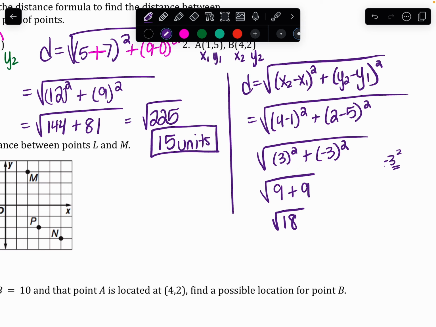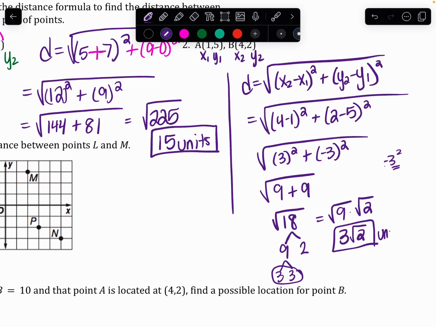Then I wanted it in simplest radical form, so I know that 18 can be broken down into 9 and 2, or 3 and 3. So the square root of 9 is 3. So the square root of 18 can be broken down like that, so I can take out a 3, since the square root of 9 is 3, and you have the square root of 2 left over. So we have 3 square roots of 2 units for that. And if you think about it, the square root of 16 is 4, so the square root of 18 is approximately 4.2 units long. So that's our distance, but we do want to leave it in square root form.